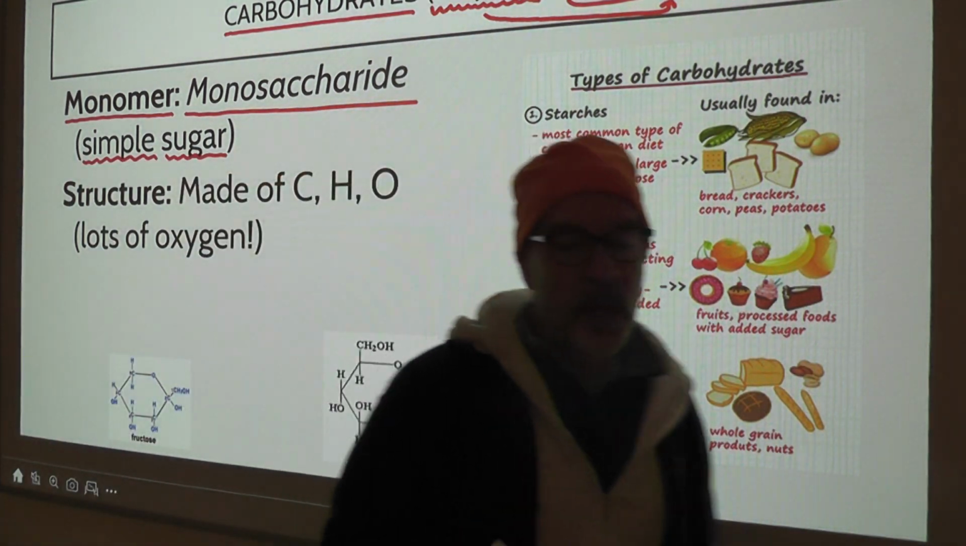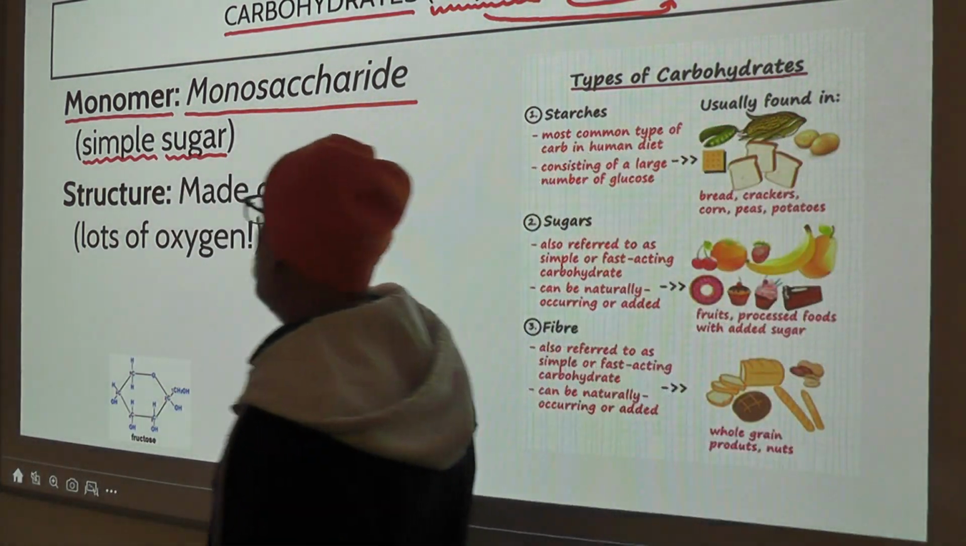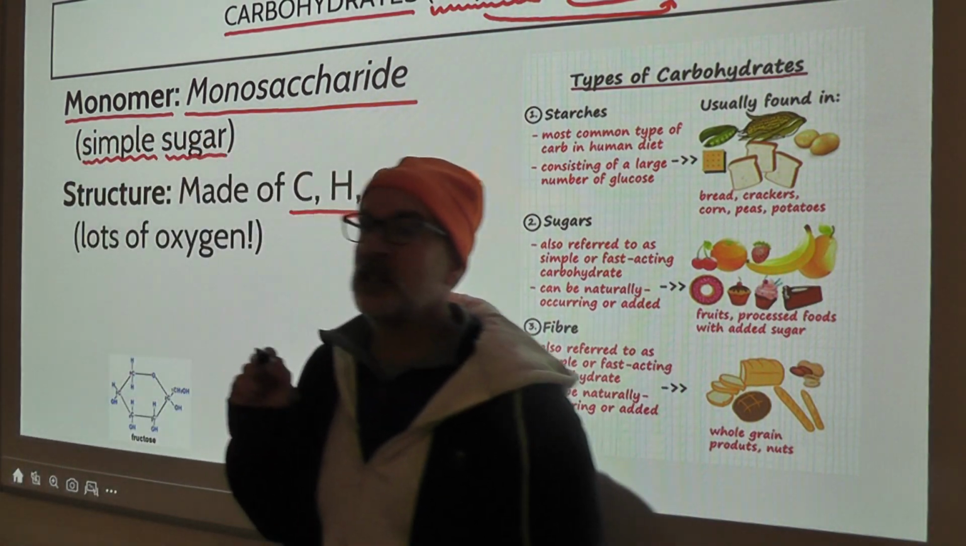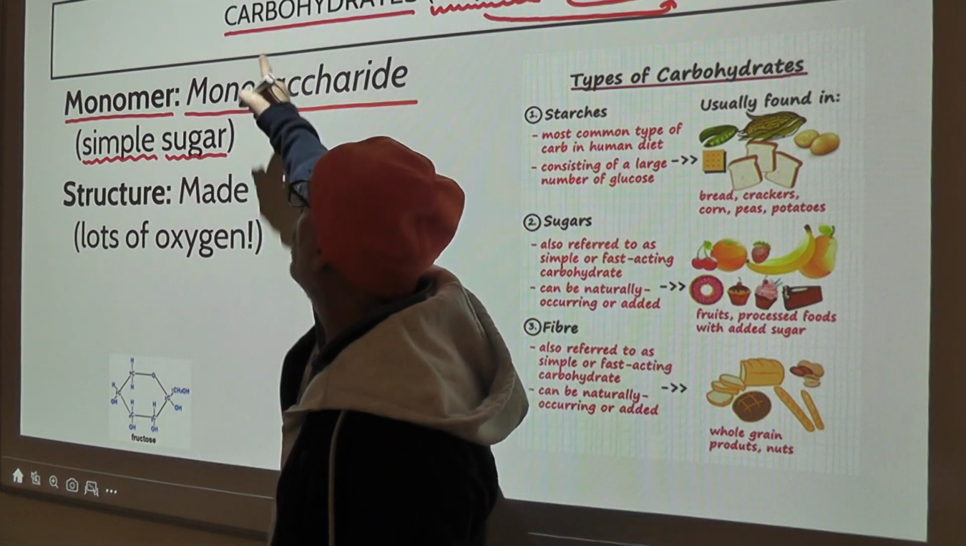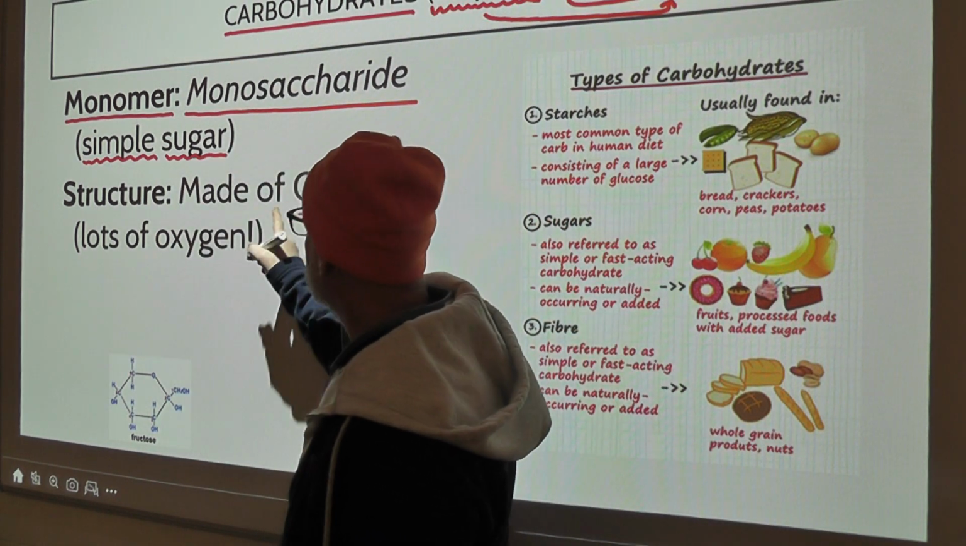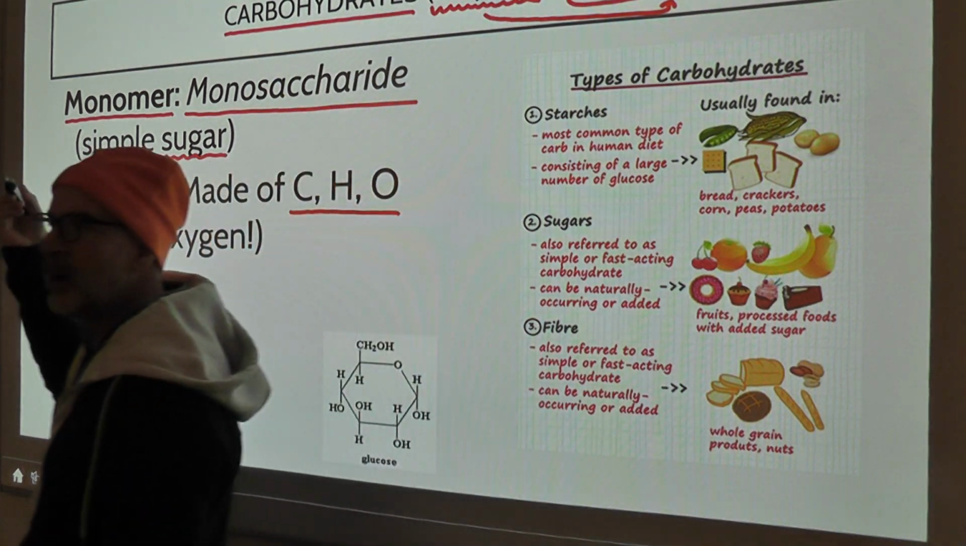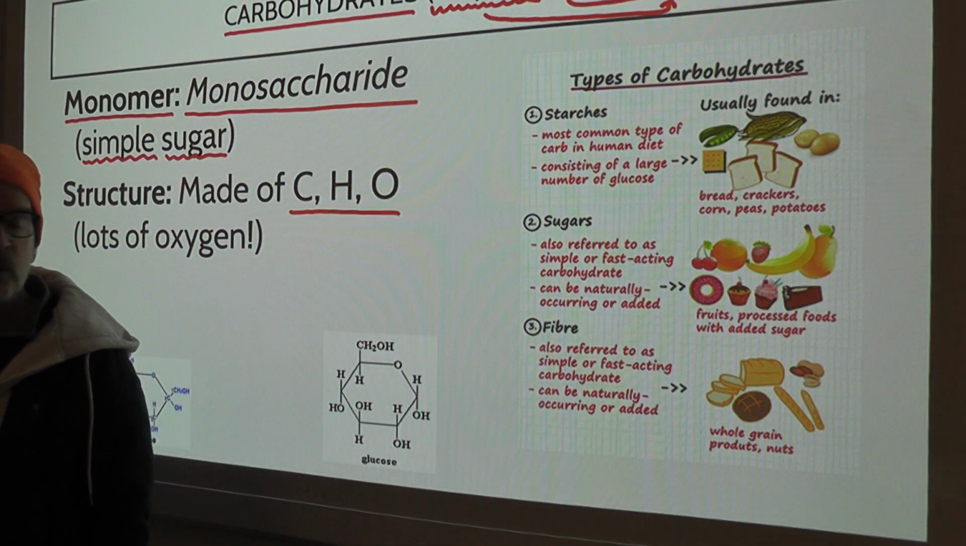So when you look at carbohydrates, they're made of carbon, hydrogen, and oxygen. And there's lots of oxygen. The carbo in carbohydrates stands for carbon. The hydrate, you know what it means to be hydrated, right? It means that you have lots of water.